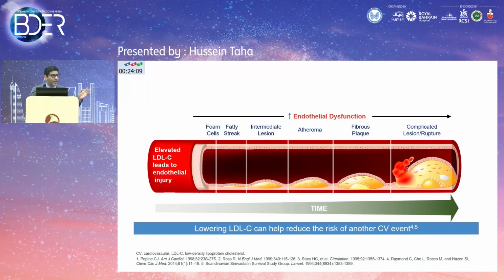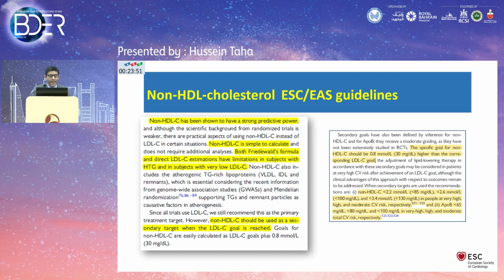Just the pathophysiology of atheroma: smooth muscle damage, lipid-laden plaque, then rupture, and then the patient will have a cardiovascular event. How to prevent it? LDL and non-HDL. What we know about non-HDL is that it has a strong predictive value for cardiovascular events. Non-HDL is simple to calculate. Both the Friedewald formula and LDL cholesterol estimation have limitations, especially when there is high triglyceride. Non-HDL should be used as a secondary target when the LDL goal has been achieved.